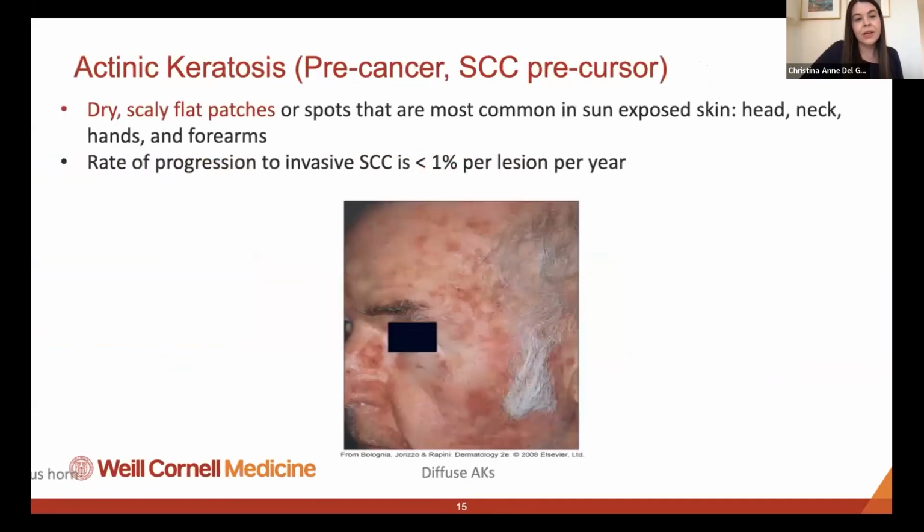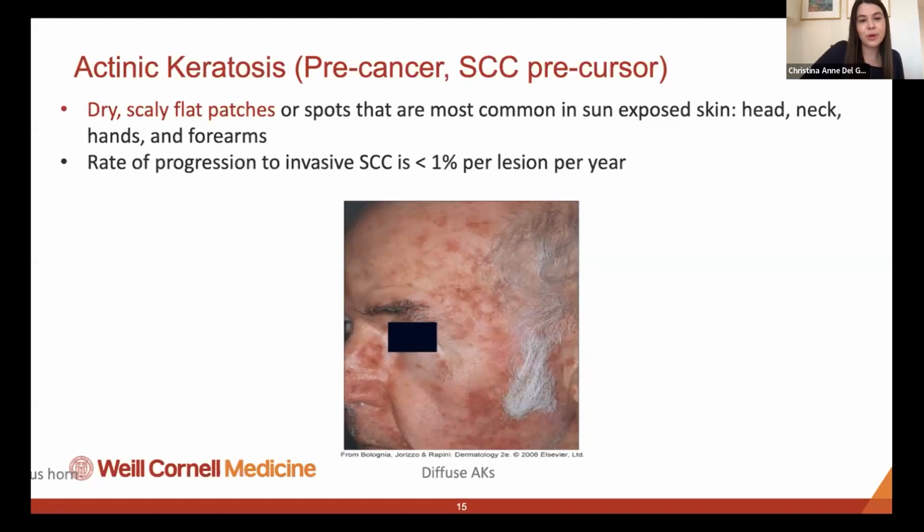So I wanted to talk a little bit more about these precancers because they can be quite common. They often present as dry, scaly, or sometimes I refer to them as gritty. They have a kind of gritty feel to them. And they're usually pretty flat spots that develop on sun-exposed skin, so commonly the face, neck, scalp, hands, and forearms.